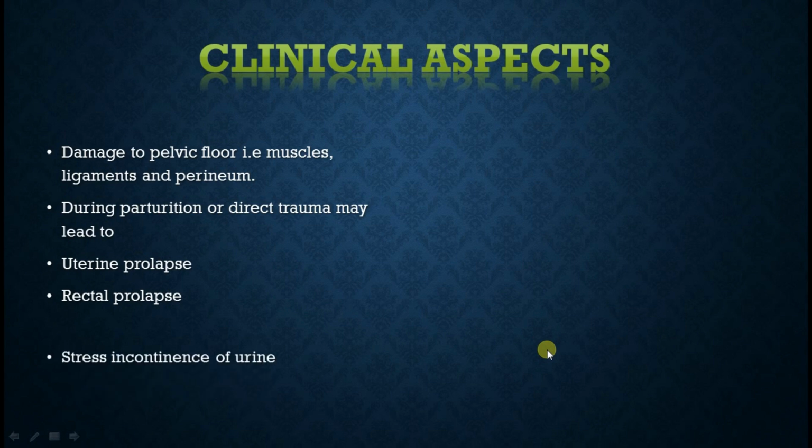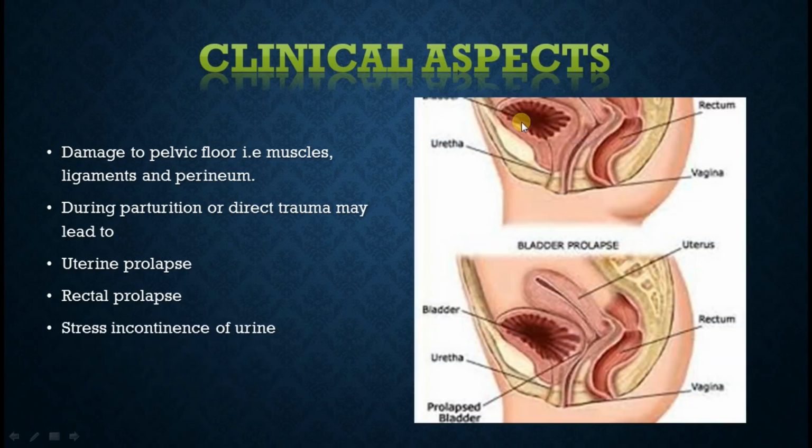Even in cystocele, the bladder tries to herniate into the vaginal canal, and sometimes with stress incontinence the patient will not be able to hold the urine, so bladder incontinence might be there if the pelvic diaphragm is damaged.